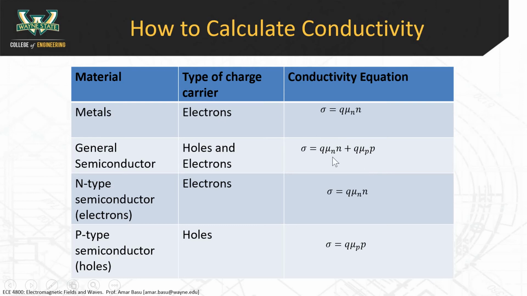You have to account for the electron and hole concentration. In an n-type semiconductor, where you have electrons and holes, but so many more electrons than holes, your sigma is going to be equal to Q times mu n times n. And in a p-type semiconductor, when you have many holes and very few electrons, the conductivity is Q times mu p times p. Depending on the type of material that I give you, you're going to be using the appropriate equation.